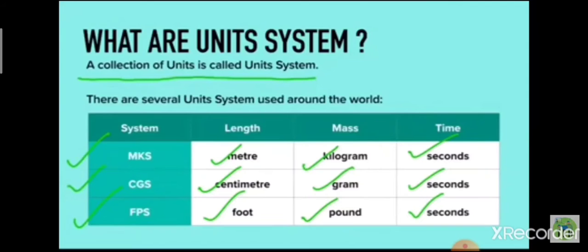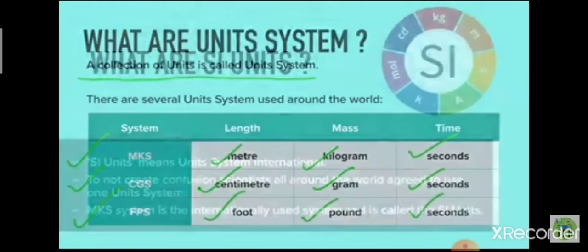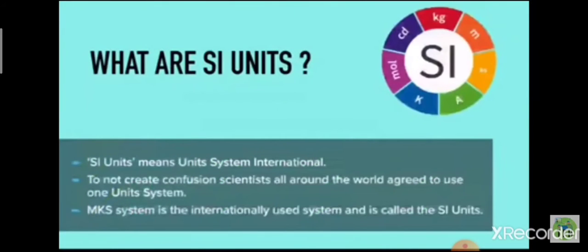Now let us come to a new topic. What are SI units? SI units means Units System International. The full form of SI is System International. As you have seen in the previous activity, there were 3 main systems used all around the world. In India, mostly the MKS system is used, and in America they use the FPS system.